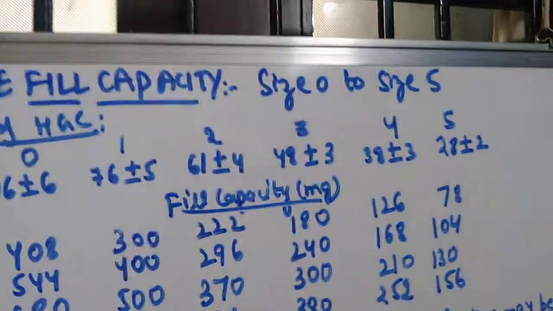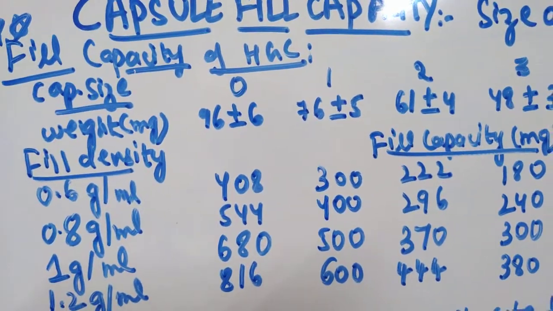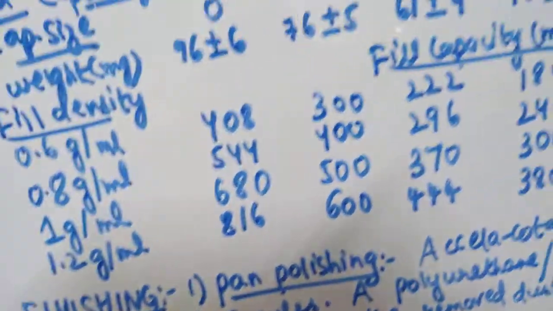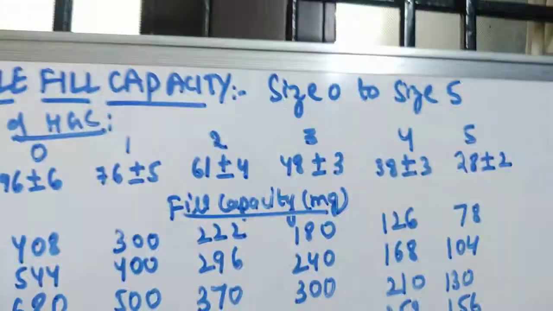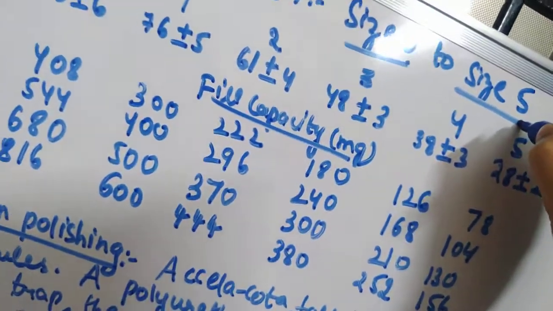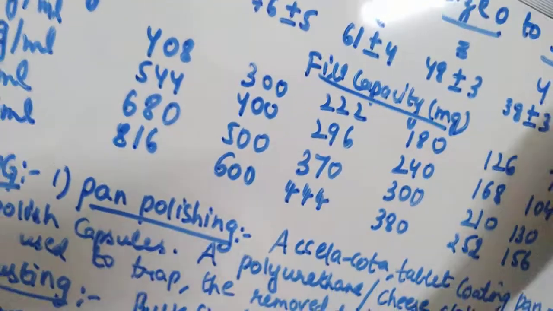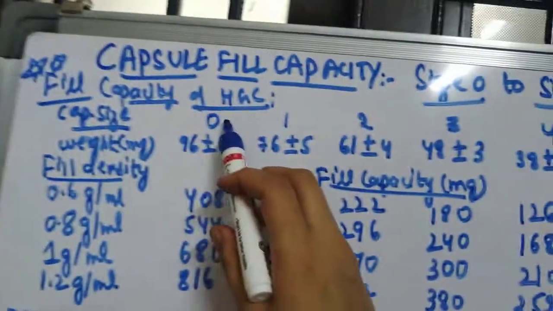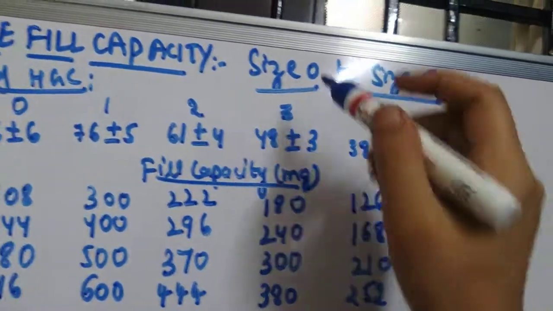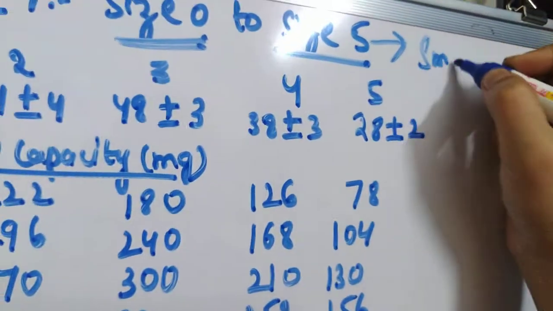Coming to the capsule fill capacity, the empty capsules are sold by their sizes. The most commonly employed for human use range from size 0 to size 5. Size 0 is the largest and size 5 is the smallest one. Size 00 capsules are occasionally required. Can you see 0, 1, 2, 3, 4, 5? They are available in these many sizes. 0 is the largest and size 5 is the smallest.